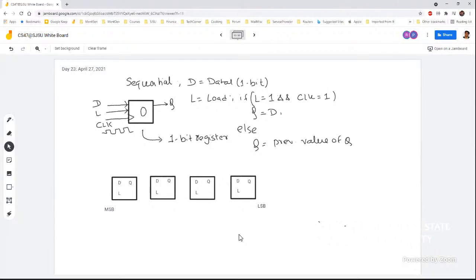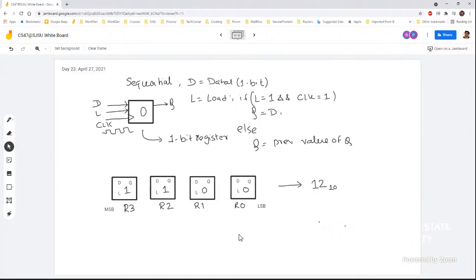Now imagine this is your register bit 3, register bit 2, register bit 1, and register bit 0. And they are storing, let's say, 1, 1, 0, 0. So essentially, these 4 together, assuming this is MSB and this is LSB, represent a decimal value of 12.